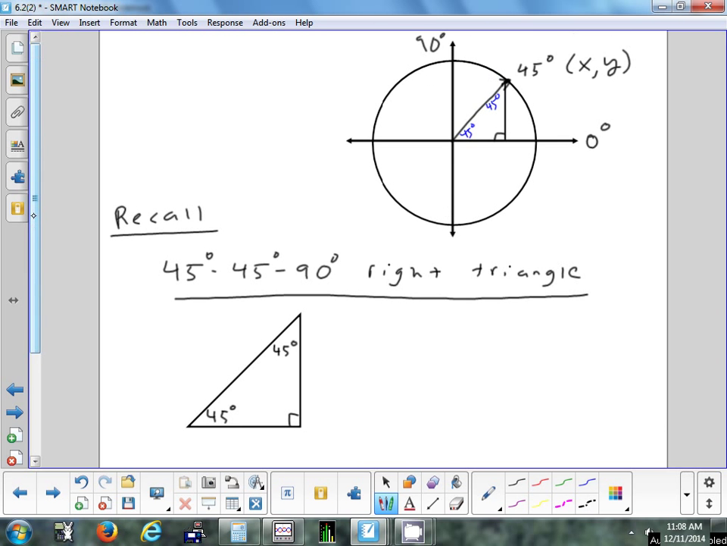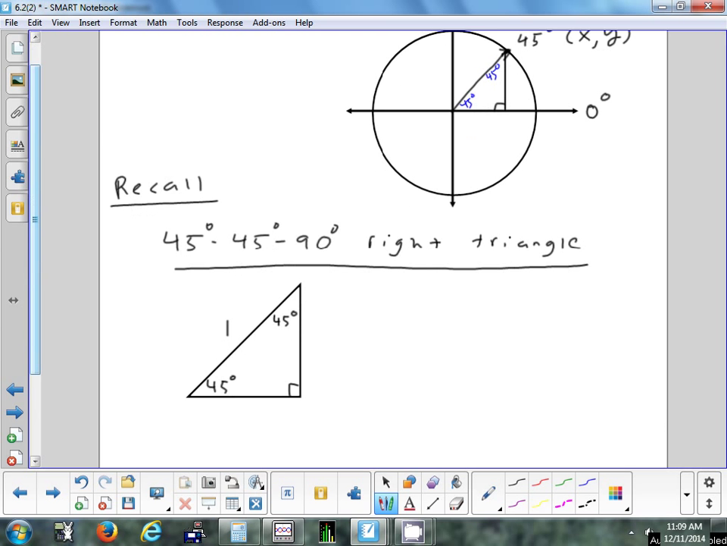Well, we already know one side in this triangle. We know how long the hypotenuse is. We drew this triangle in a unit circle. So this hypotenuse is also the radius of the circle. So how long is the hypotenuse? Remember, it's in a unit circle, and it's the radius. We just need to know the length of the radius in a unit circle. Yeah, it's 1. Your radius is 1.